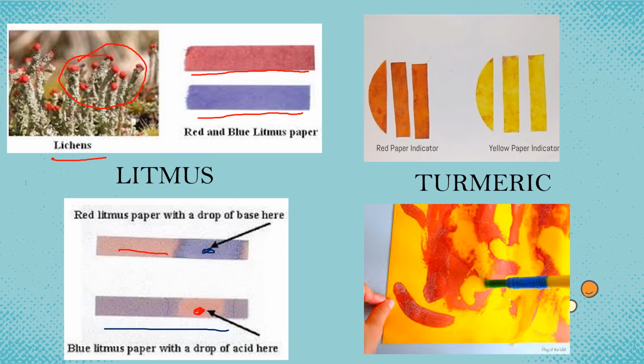While on the other hand, you can see the yellow paper and red paper due to haldi or turmeric. You can see that the place where acid or neutral substance has been dropped, it has turned yellow, while where base has been dropped, it has turned red. Below you can see a normal turmeric paper, and it is turning red because of the base that is being used on it. Right, now let's move on to the next example.